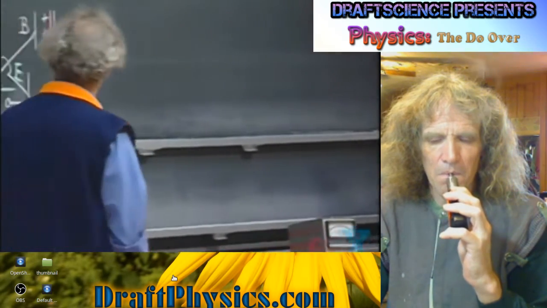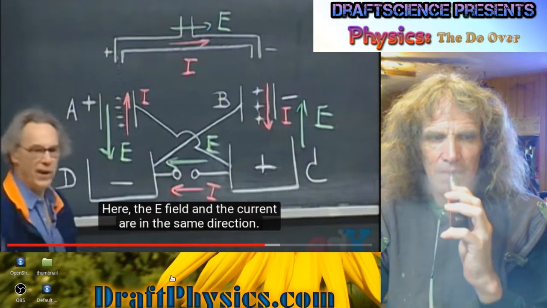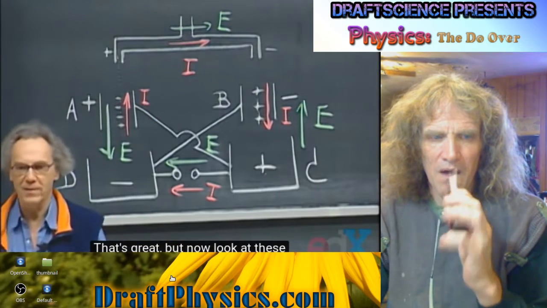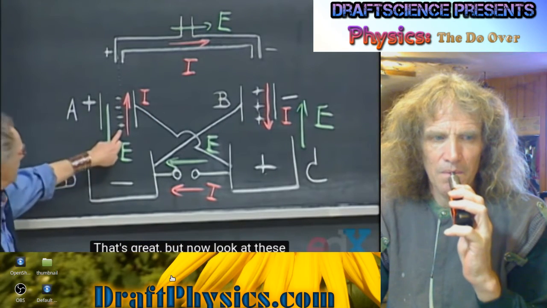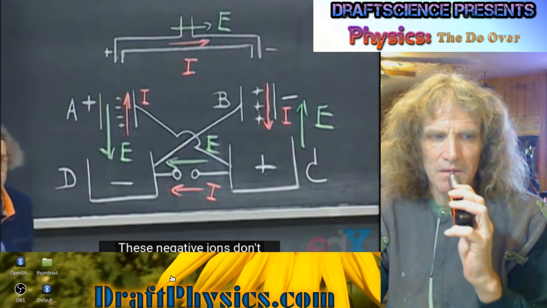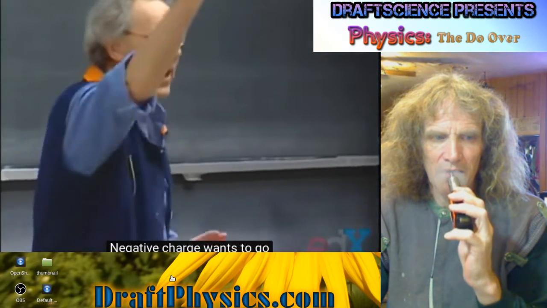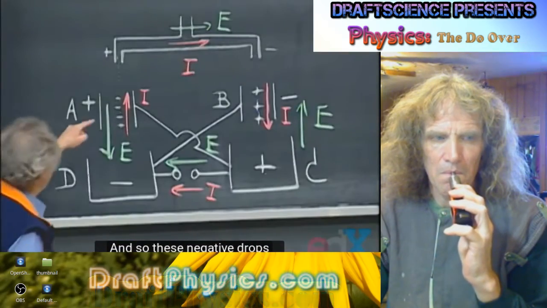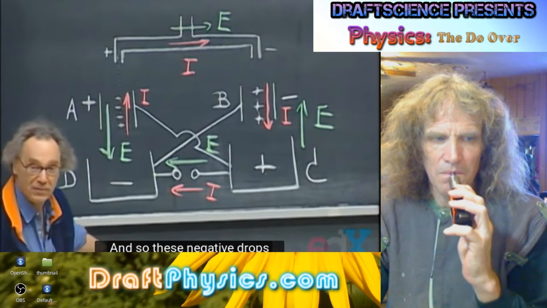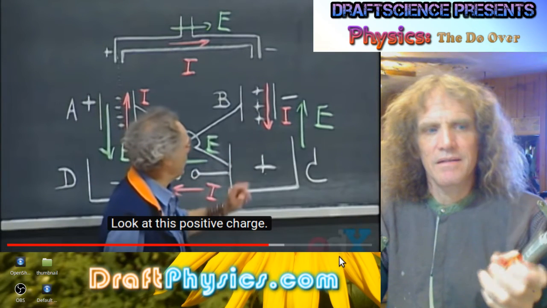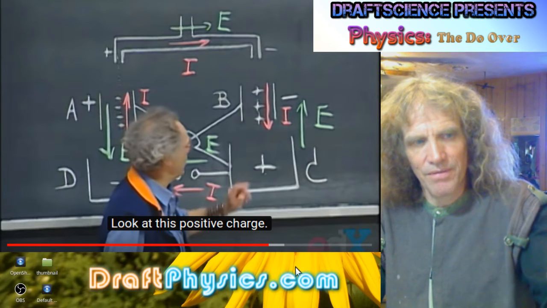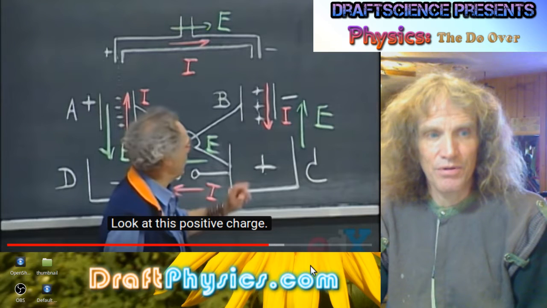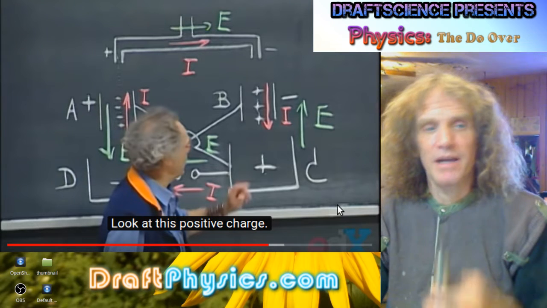But now look what's happening. Here, the E field and the current are in the same direction. That's fine. Here, the E field and the current are also in the same direction. That's great. But now look at these poor negative ions. These negative ions don't want to go in the direction of E. Negative charge wants to go against the direction of E. But gravity says, sorry, you can't do it. I force you down. And so these negative drops are forced by gravity to go down. So again, it's really incidental. The purpose of the cans that the drops pass through is just to get the charge up to the spout.